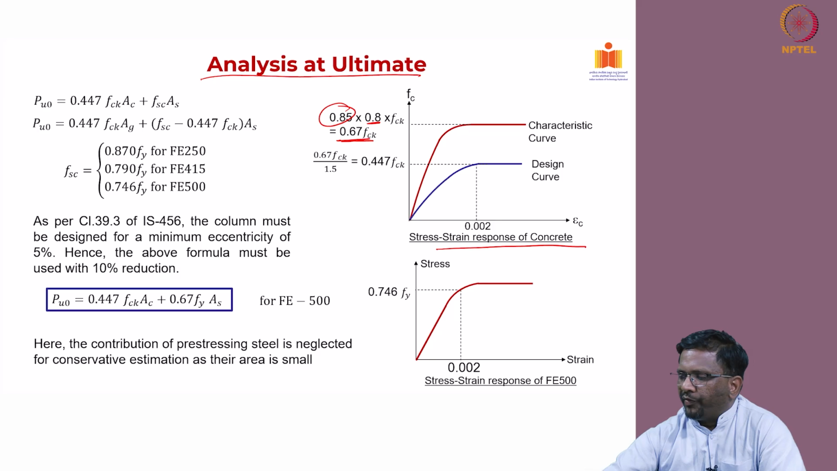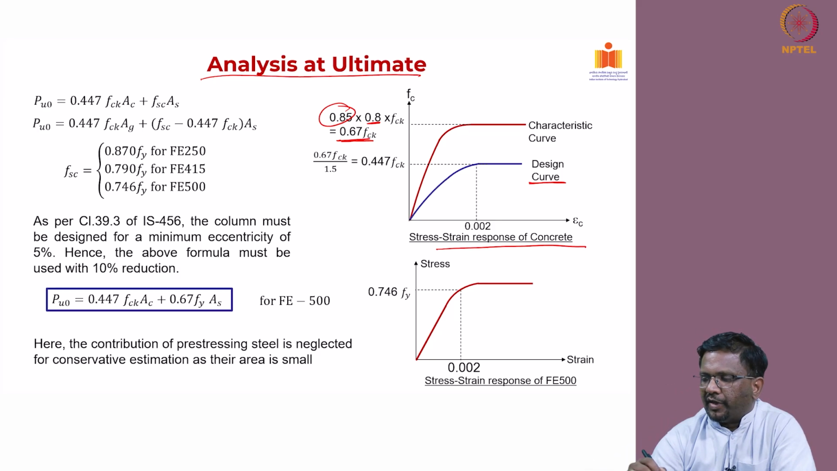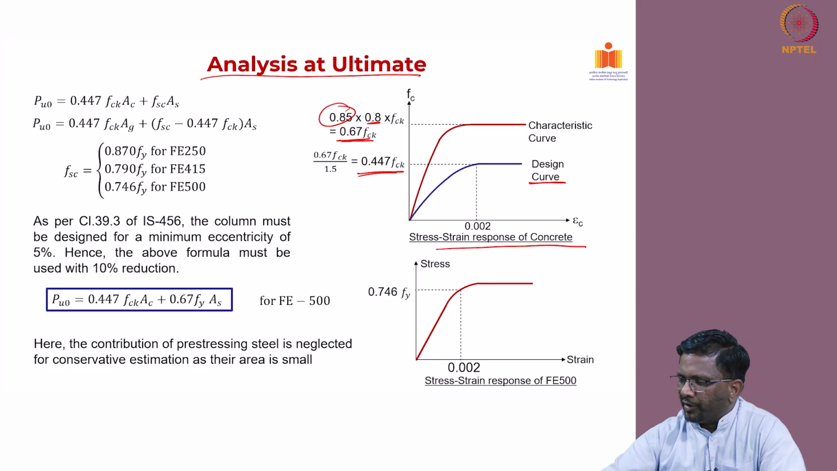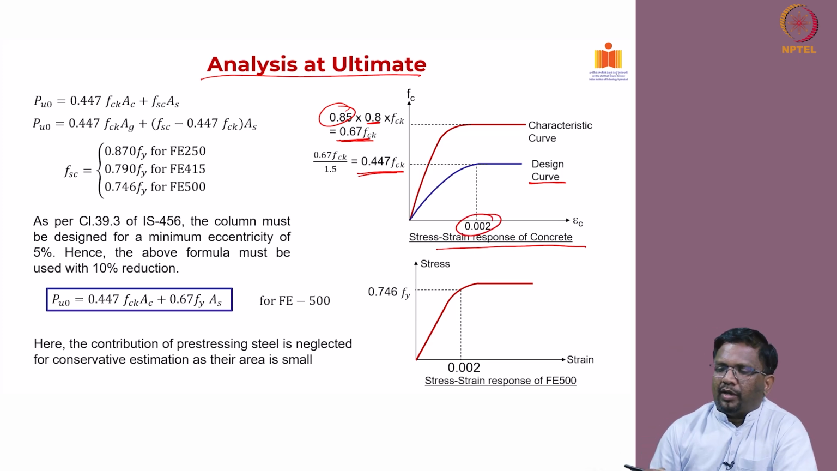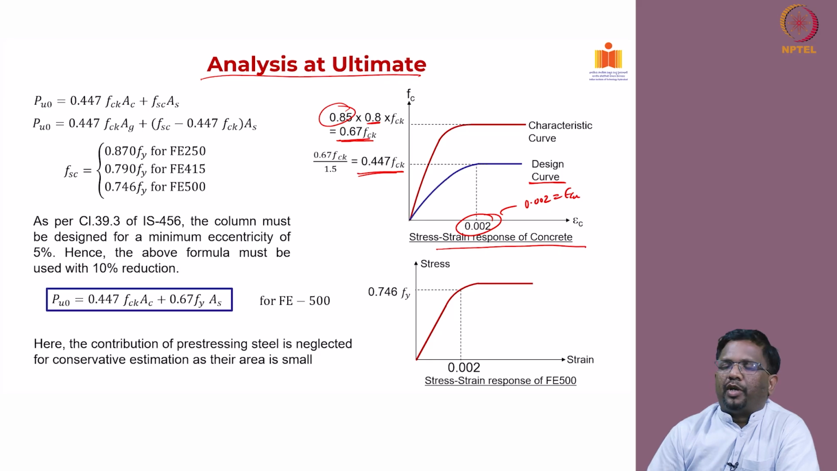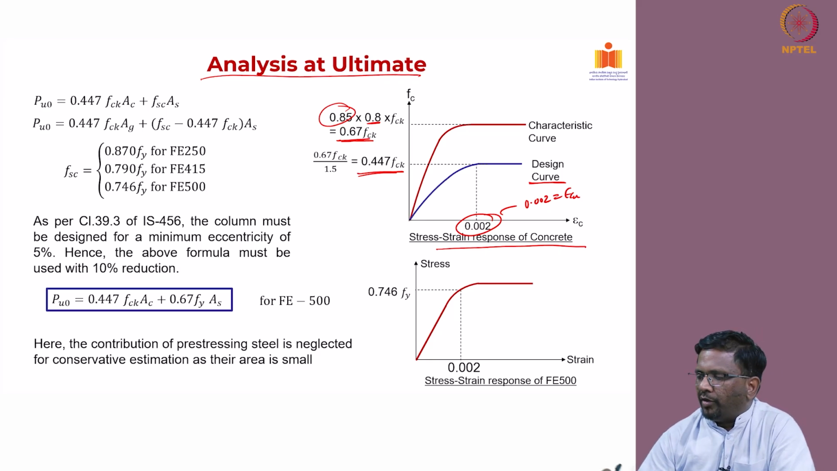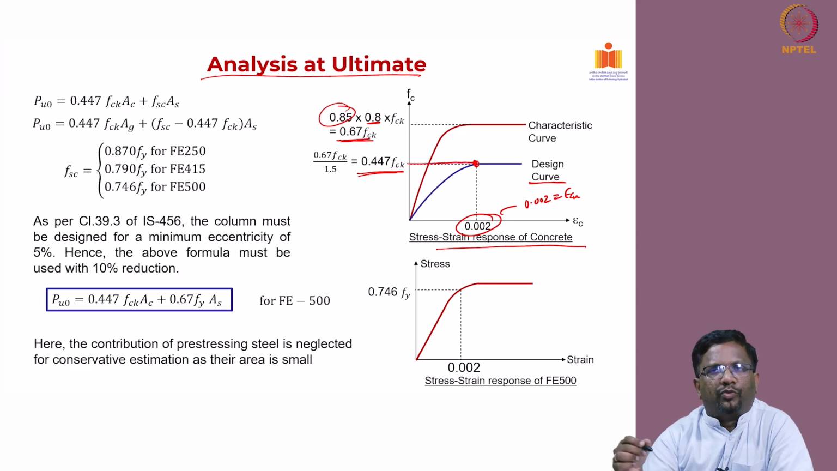But for design we do not use the characteristic curve, we divide by the partial safety factor, the material safety factor, and then we use only 0.447 fck as the ultimate strength that is offered by concrete in compression. So, this is how we get the design curve. Now, we know that for concrete sections the failure strain for pure axial compression is taken as 0.002, which is your epsilon cu. Corresponding to that 0.002 from the design curve, the maximum stress that we get is 0.447 fck.